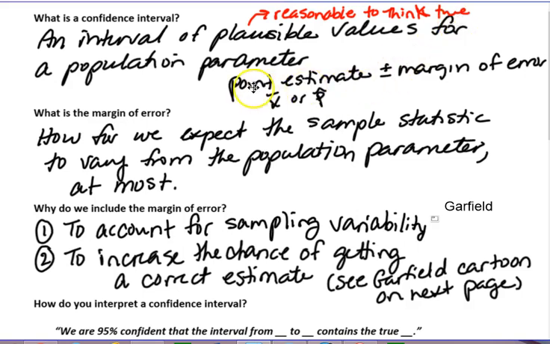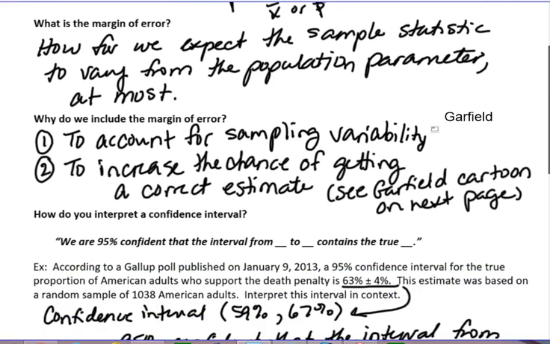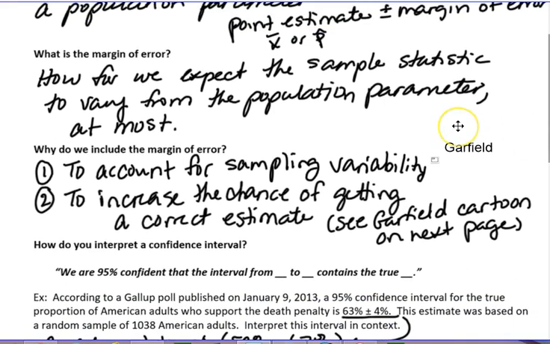Now, this confidence interval consists of two parts. A point estimate, and the ones we're going to specifically look at are either x bar or p hat, a sample statistic, plus or minus some margin of error. Now, what exactly is the margin of error? The margin of error is how far we expect the sample statistic to vary from the population parameter at most. We set it to a certain size depending on our purposes in the estimation.